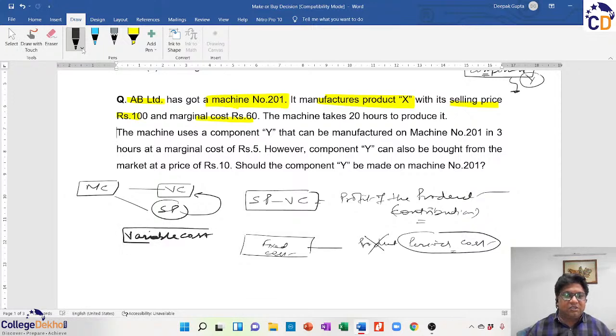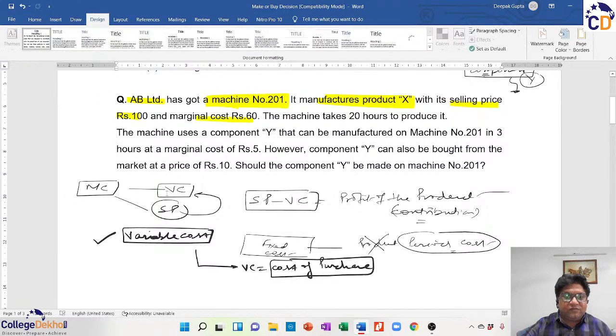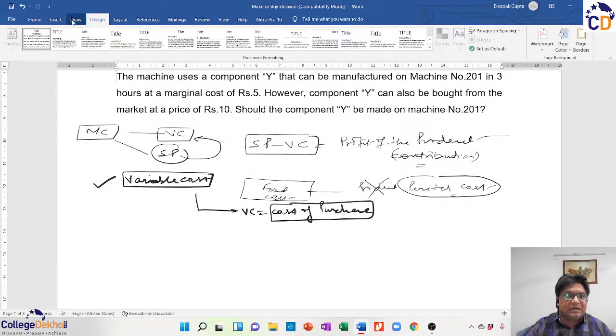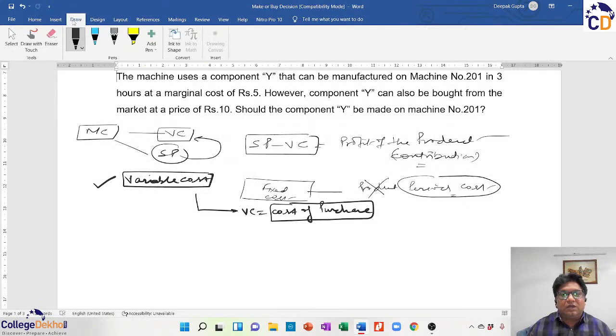So if you create the product in-house, then this cost will be incurred. And if you are not manufacturing it in-house but buying from an outside source, then the variable cost will be the cost of the purchase. In simple cases, if the cost of purchase is less than the variable cost of production, then it is always good to purchase and not to produce.